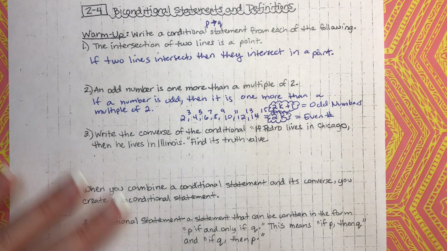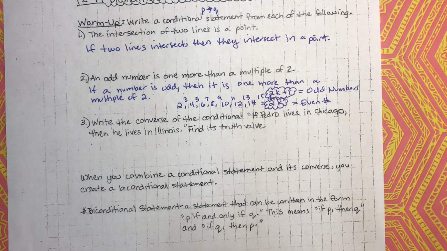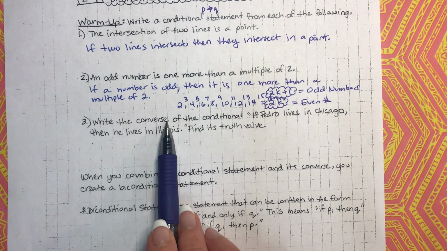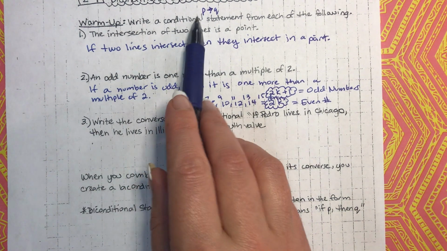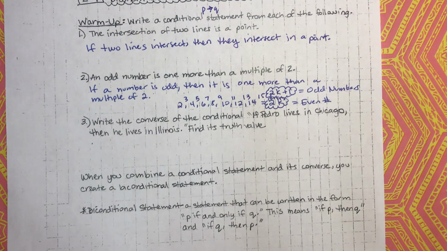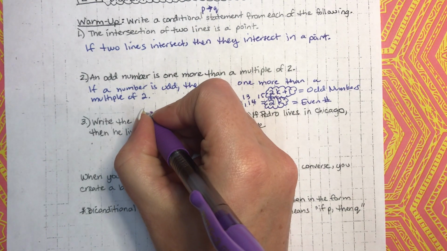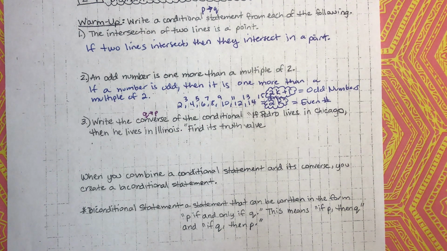The third one is asking us to write the converse of the conditional and then find its truth value. So this one's a little bit different. Do you remember what converse is? So conditional is P to Q. The converse is actually Q to P, right? And then we have to find its truth value.